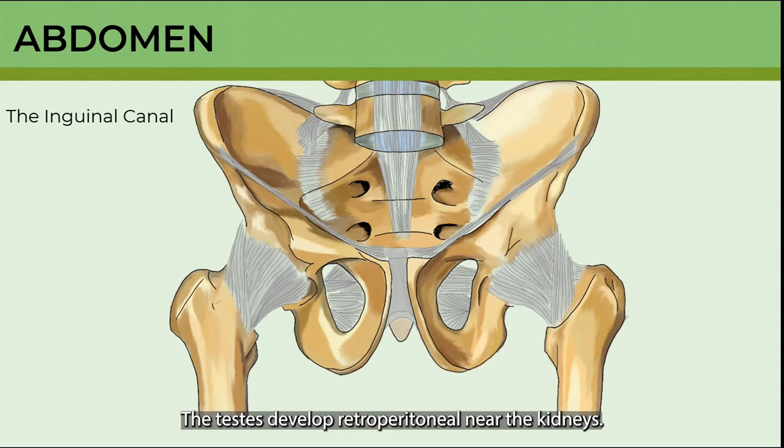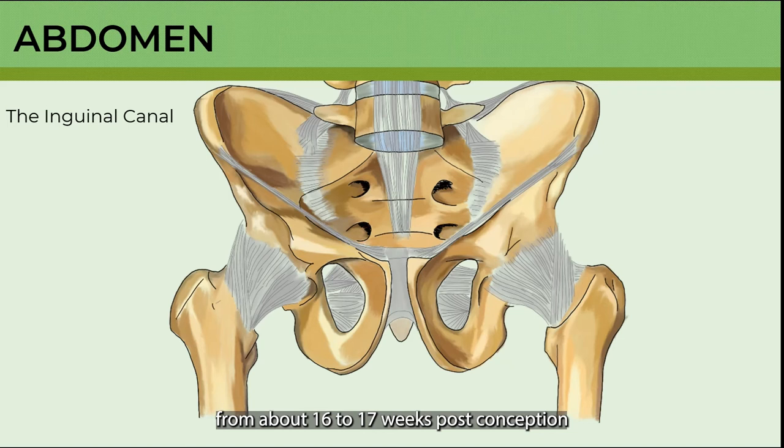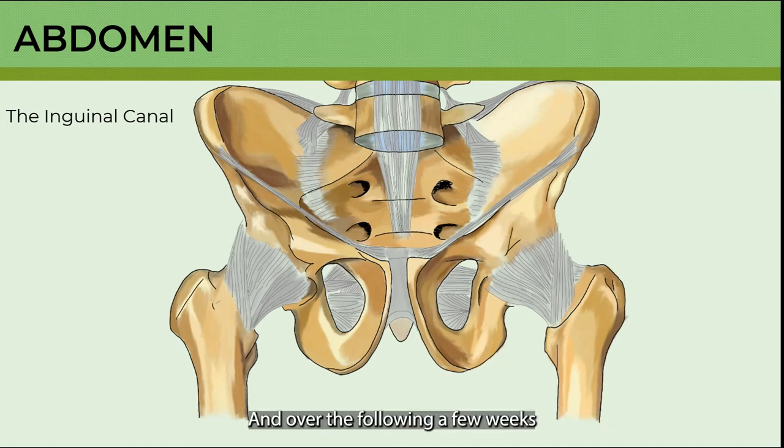The testes develop retroperitoneal, near the kidneys. That is, they develop on the back wall of the abdomen between the parietal peritoneum and are pulled inferiorly by my favourite word, the gubernaculum, from about 16 to 17 weeks post-conception. By the 7th month, they've made their way to the deep inguinal ring, and over the following few weeks they should have completely descended and sat comfortably within the scrotum, held in place by the remnant of the gubernaculum, the scrotal ligament.